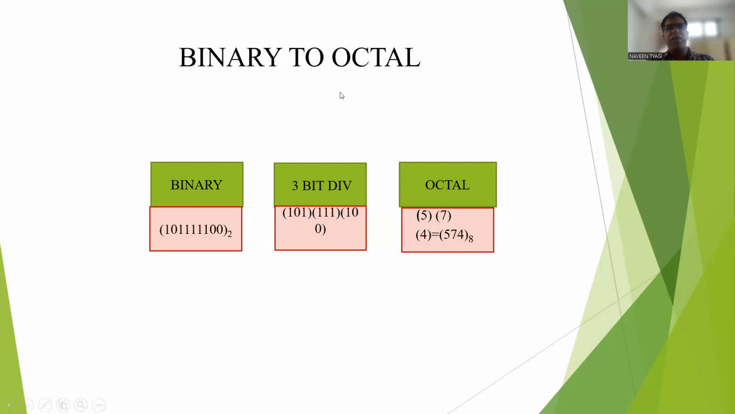Now that's binary to octal conversion. In binary to octal conversion, each 3 digits of the binary number are represented by an equivalent octal digit. So we divide this series of binary into 3-bit groups, and each 3-bit group is represented by an octal digit. So 100 is represented by 4, 111 is represented by 7, and 101 is represented by 5. 574 is the octal number.